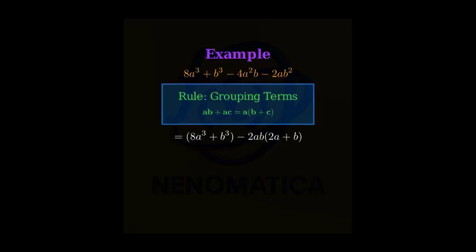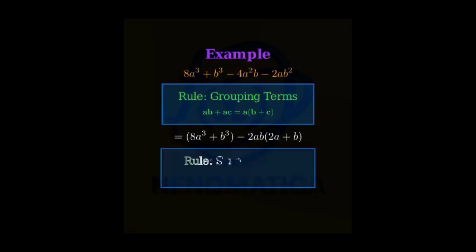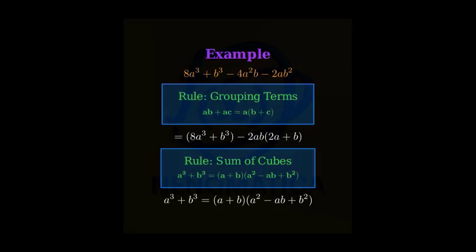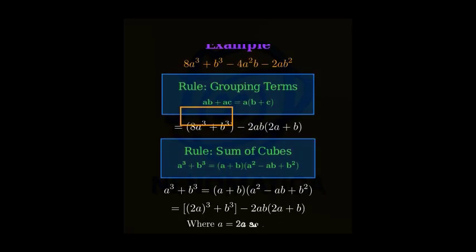Now we can apply the sum of cubes formula. The sum of cubes formula states that a cubed plus b cubed equals the quantity a plus b times the quantity a squared minus ab plus b squared. In our expression, we have 8a cubed plus b cubed, which means a equals 2a, and b equals b. Let's substitute these into the sum of cubes formula.